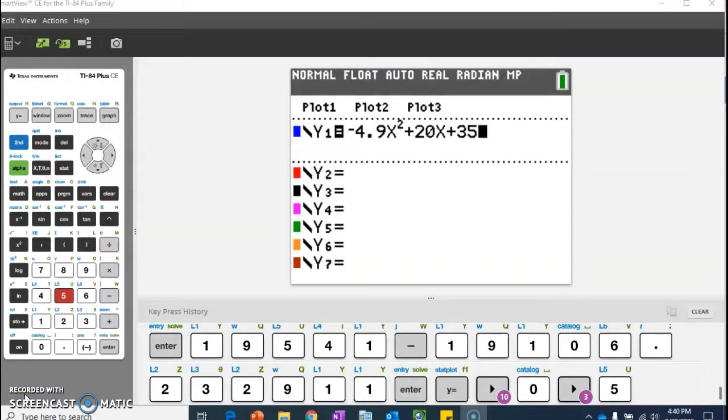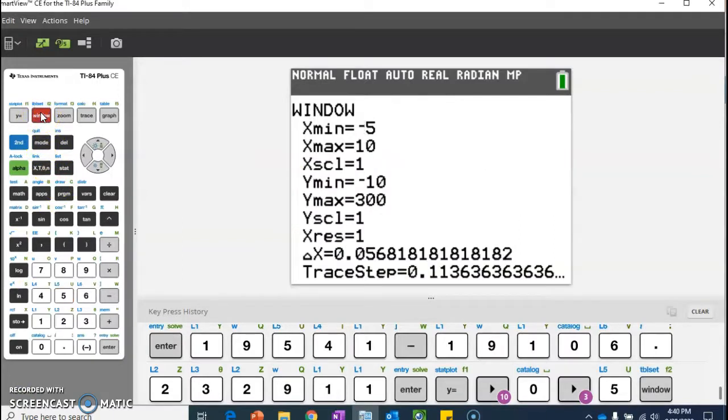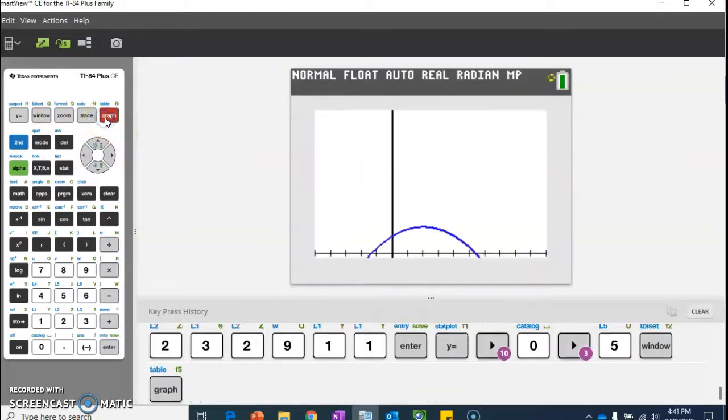So there is my equation in y equals. I'm not sure what I have my window set at right now. It might not be the right window, but I'm going to try graphing and see. Well, I can see the top, the maximum height of the ball, so I'm going to go ahead and just leave it there.